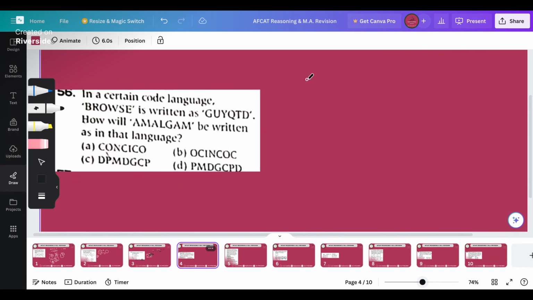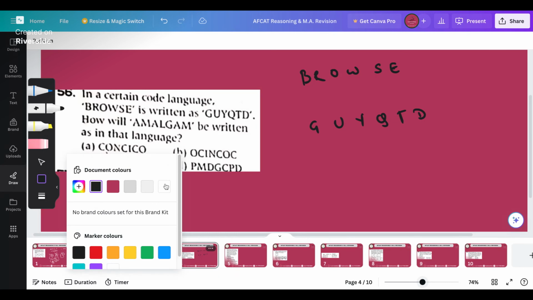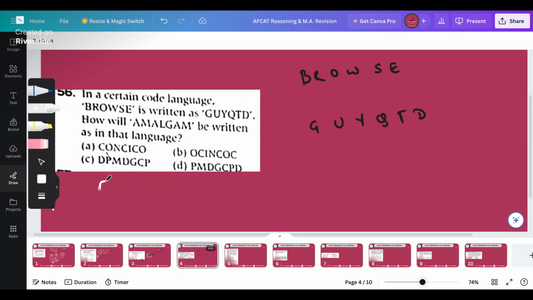So, BROWSE is coded as GUYQTD. Okay, so everybody knows, once again, let me change the color of the pen. EJOTY. If you don't know, please remember it. Okay, just write down. B means 2.